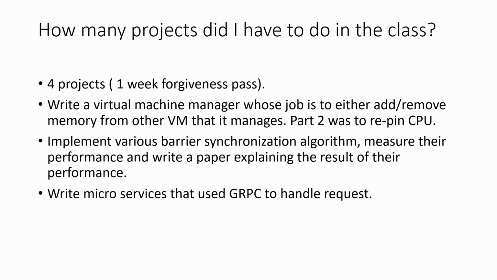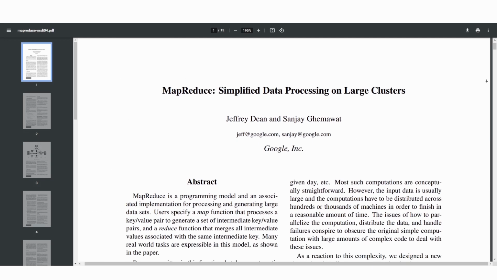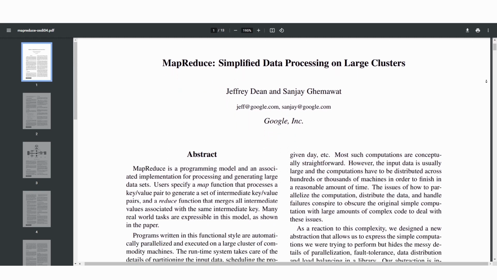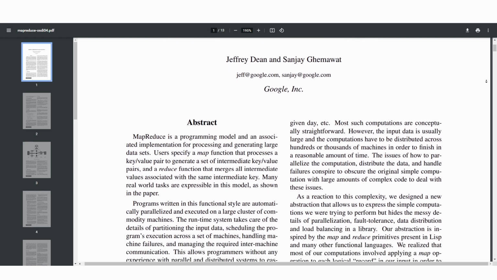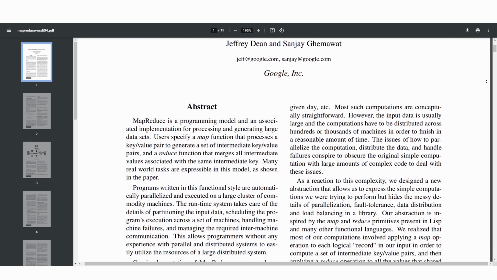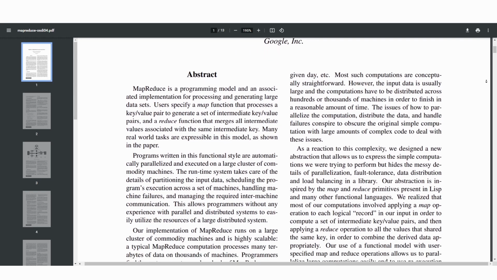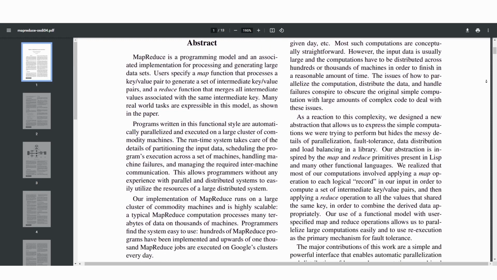And then the main server would reply back with the aggregated price that is found within all the other servers. The last project, the big one, we had to implement a MapReduce framework based on the Google white paper. So we had to use gRPC again to help with the communication between the main worker and the other threads. Pretty much MapReduce is one of these big data frameworks that Hadoop has, but all of these implementations are based on the Google white paper.